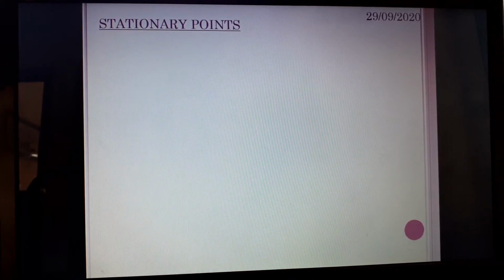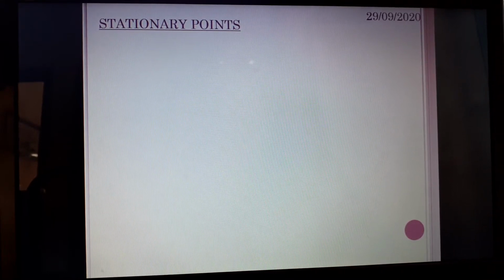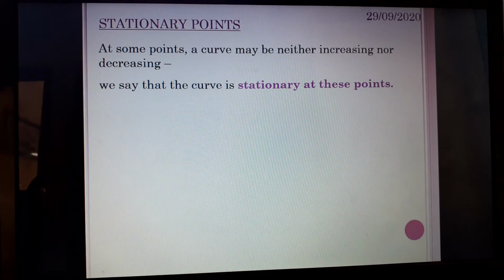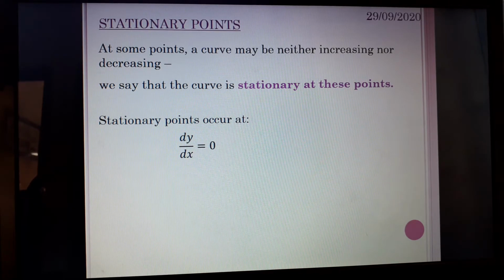Good morning, and today we're going to be looking at stationary points within differentiation. At some point a curve may be neither increasing nor decreasing. We say that the curve is stationary at these points, so it's neither rising nor falling. What that actually means is that the curve is turning at those points.